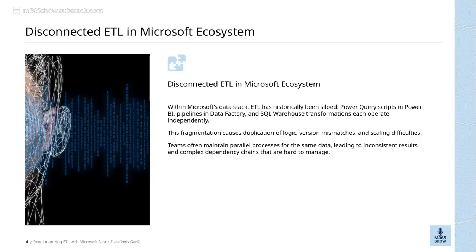This situation means teams often have to maintain parallel processes for the same data, which not only wastes effort, but also introduces the risk of inconsistent results. Managing these dependencies can become quite complex, making it harder to ensure data accuracy and to streamline workflows. Ultimately, this disconnected approach hampers efficiency and agility, which is why the upcoming shift towards Microsoft Fabric Dataflows Gen 2 is so exciting. It promises to revolutionize how we handle ETL in this ecosystem.